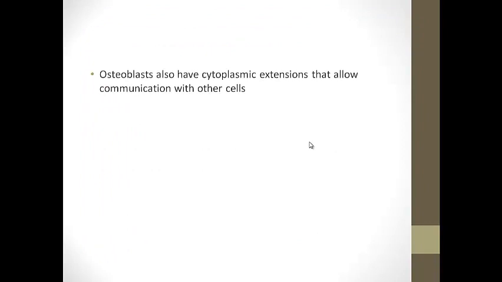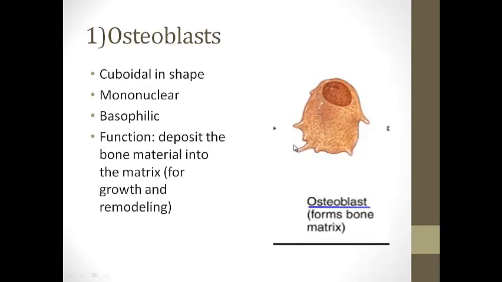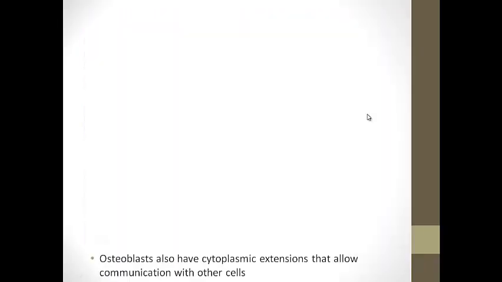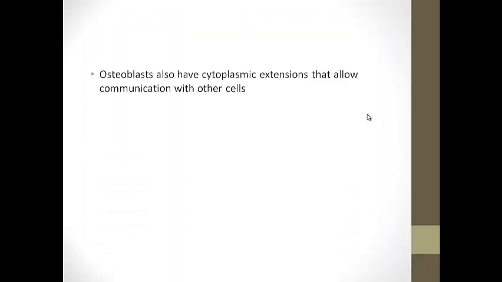Osteoblasts also have cytoplasmic extensions. So if we just go back to the picture, you can see here that there are a few extensions coming out of the cytoplasm. Now these are important because they allow communication with other cells. Remember, they have a role in growth and remodeling, and so obviously they can't function independently. They need to work together in order to make sure that whatever change happens, happens correctly.